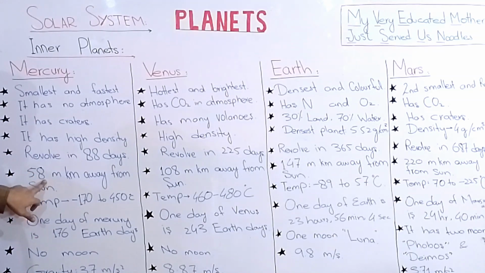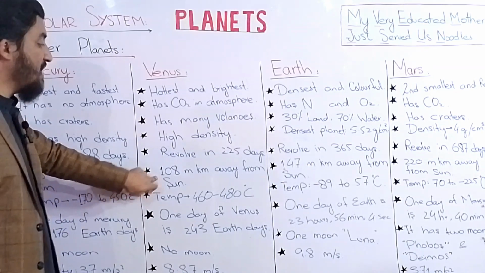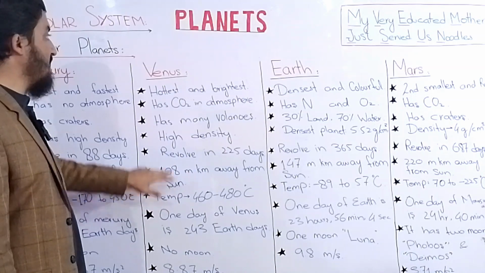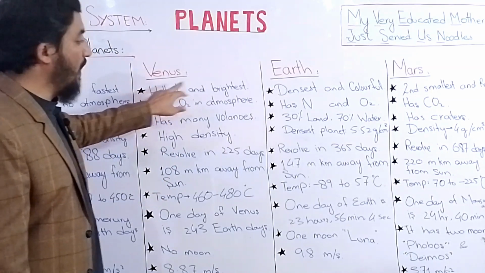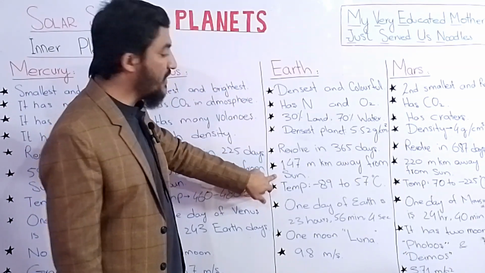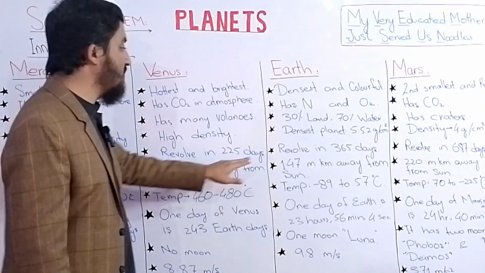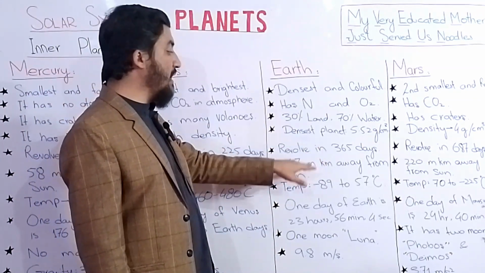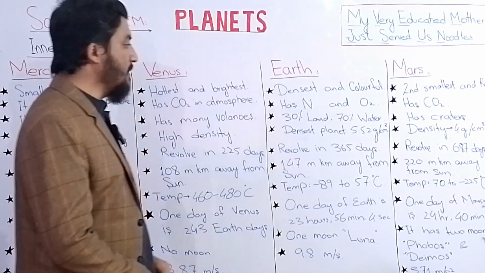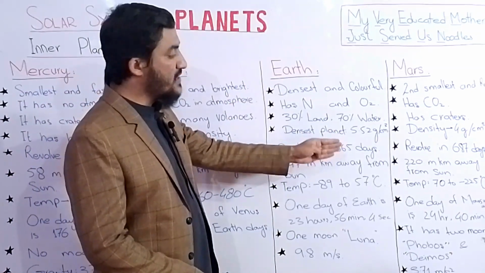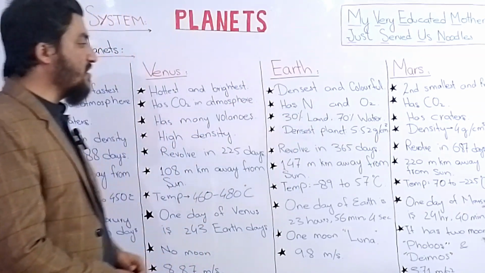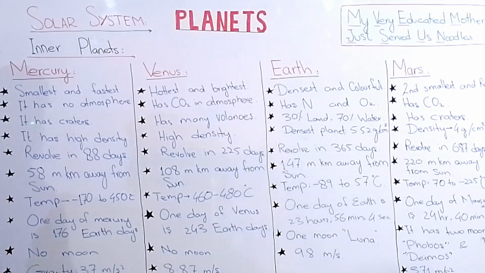Mercury is 58 million kilometers away from the sun, and Venus is 108 million kilometers away from the sun, while Earth, which comes third, is 147 million kilometers away from the sun, and Mars is 220 million kilometers away from the sun. Then comes its temperature.